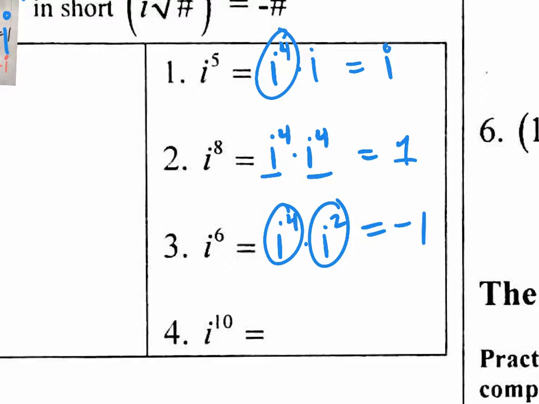i to the 10th. Okay, you're going to rewrite it as something divisible by 4, and then 2 more, right? So this is 1, and this is negative 1, so that's going to be a negative 1 again.